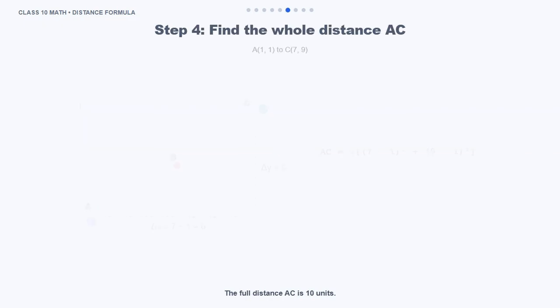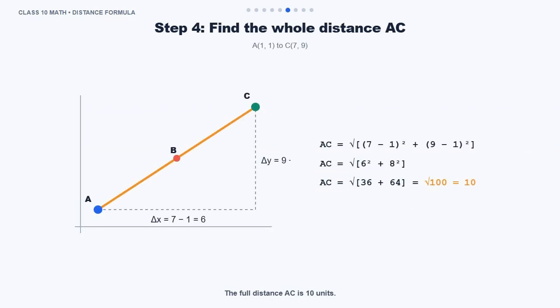Now find the whole distance AC. The x difference is 7 minus 1, which is 6. The y difference is 9 minus 1, which is 8. AC equals the square root of 6 squared plus 8 squared, or the square root of 36 plus 64. This is the square root of 100, equal to 10 units.